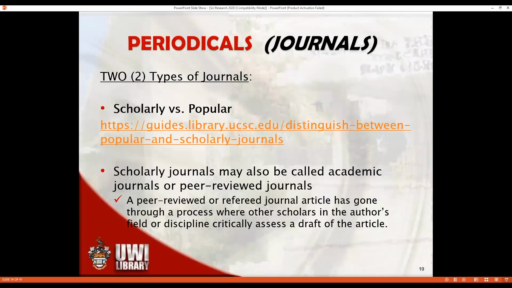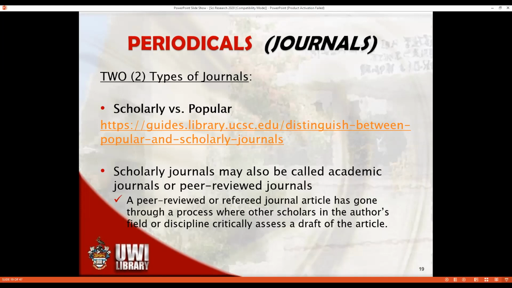Now, there are two types of journals, and we encourage you to use scholarly journals in your research. A scholarly journal is a periodical that contains articles written by experts in a particular field of study. The articles are intended to be read by other experts or students of the field and are usually much more sophisticated and advanced than the articles found in popular magazines.